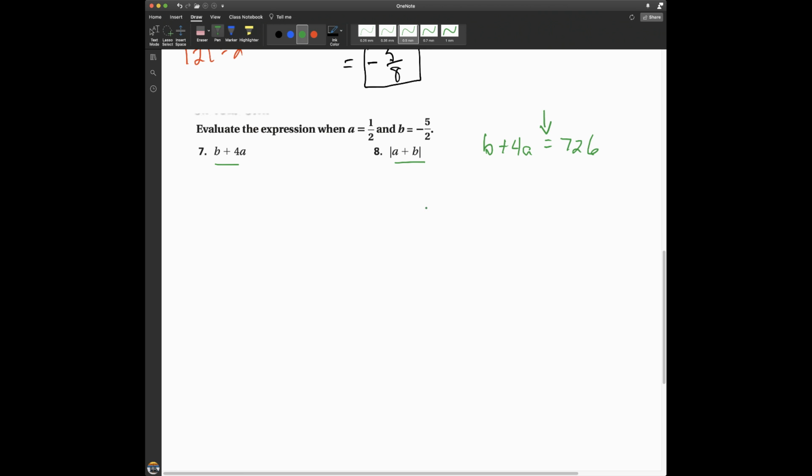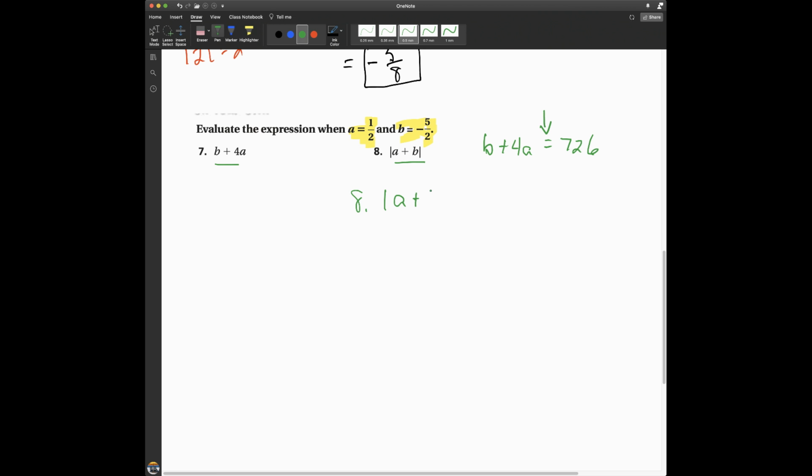But we can evaluate expressions if I tell you what the variables are. And we actually do that in this problem. Here, a is 1/2, b is negative 5/2. So let me work out problem number 8 for you, and then you can work out problem number 7. So problem 8, it says evaluate the expression when a equals 1/2, b equals negative 5/2. So here's problem 8. Let me write this down.